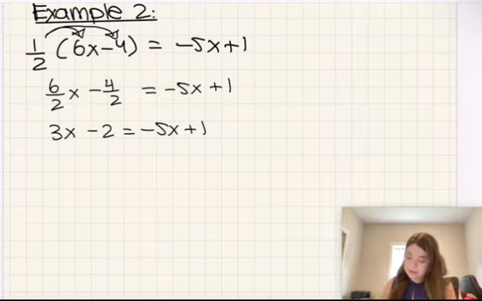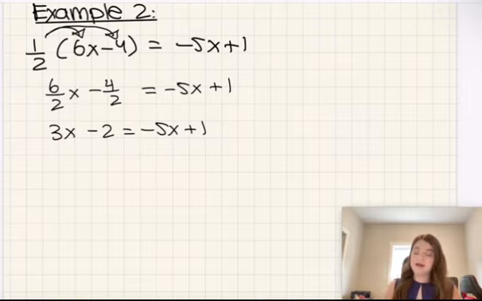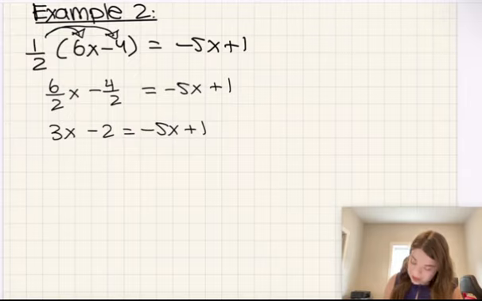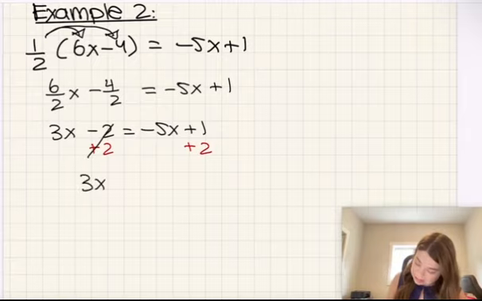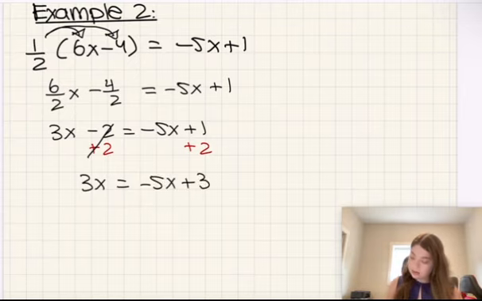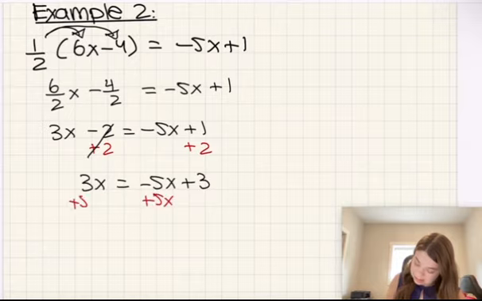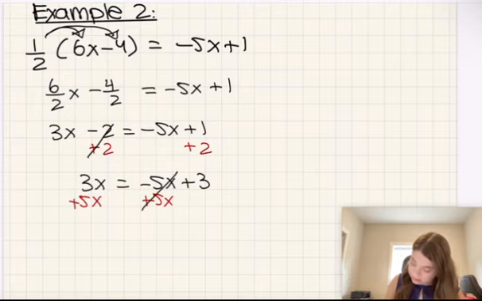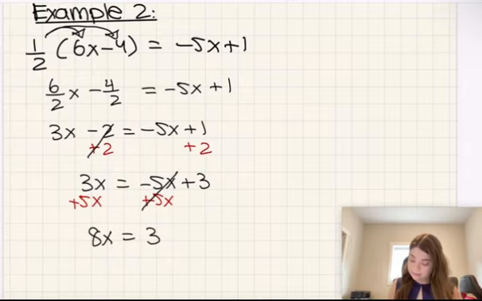is equal to negative 5x plus 1. Okay, now I need to get every term with x in it on the left and every term without on the right. So what I'm going to do is I'm going to add 2 to both sides. So these 2's cancel out, and we're just left with 3x equals negative 5x plus 3. And then I'm going to add 5x to both sides so that these cancel out, and I get 8x is equal to 3.